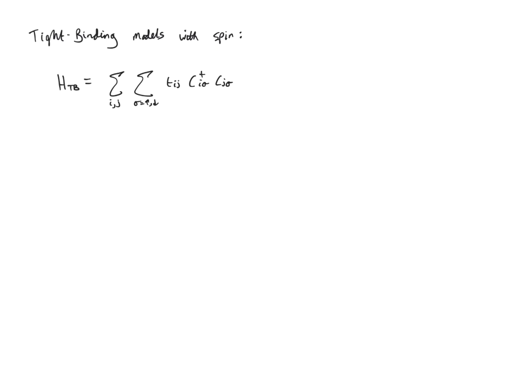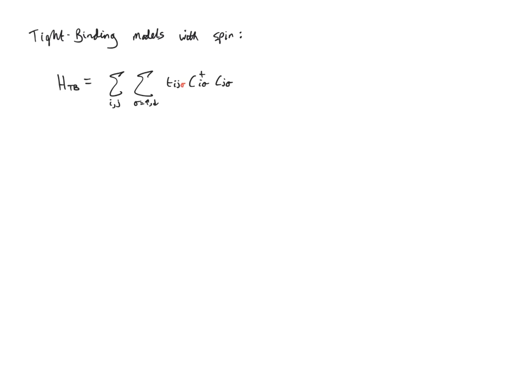However, we could imagine, for example, adding in here a sigma dependence to these parameters t_{ij}, in which case we could imagine a tunneling of electrons from site i to site j that depends on the spin.